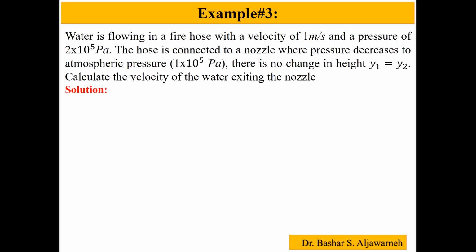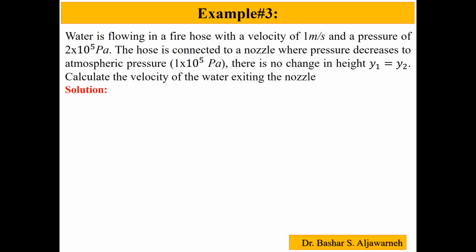Maybe the first idea you will come up with is to use the flow rate, A1 V1 equals A2 V2. We have V1, but we have nothing about the first area and the second area, the cross-sectional area of the entrance and the cross-sectional area of the exit. So we cannot use the flow rate or the continuity equation.